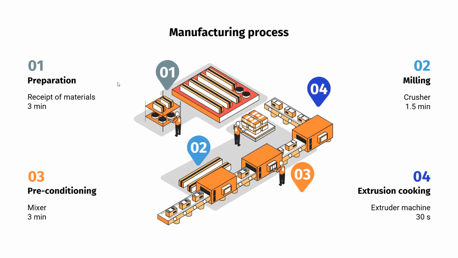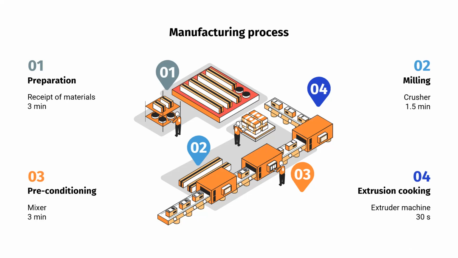Okay, so now we have the manufacturing process. For this process, we have a stage with two secondary stages. For the first one, we have the preparation, that is the receipt of materials. That is all the ingredients we need to make those pet food. For the second one, we have the milling, that is done by a crusher machine.